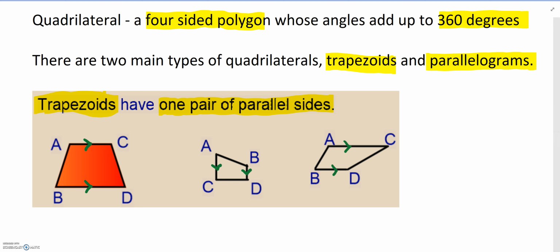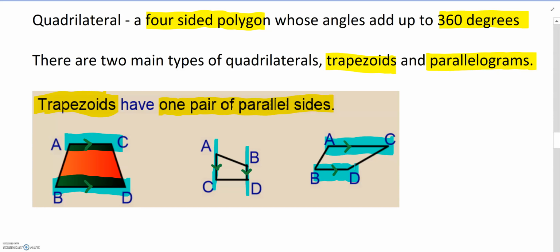We can see here that side AC is parallel to side BD. And parallel means those sides, if we were to extend them forever, would never intersect with each other. Let's look at the next trapezoid, and we can see that side AC is parallel to side BD. And if we look at the last trapezoid, side AC is parallel to side BD. The little arrows are just symbols to denote the sides that are parallel to each other.